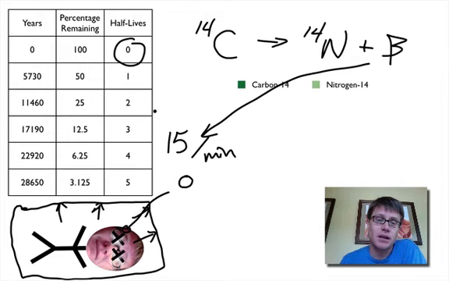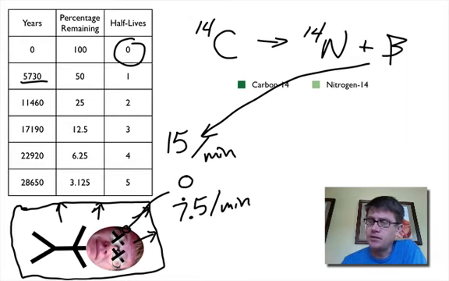But if we were to look at it 5,730 years later, scientists have found that it would give off 7.5 beta particles per minute. In other words, it would give off half the amount of carbon-14 particles that were in there before. And that would continue to drop off and drop off.